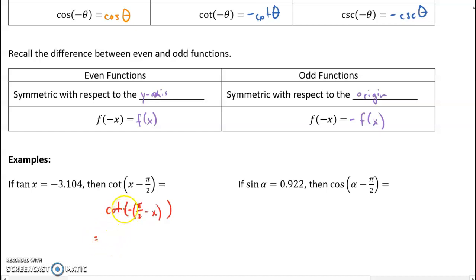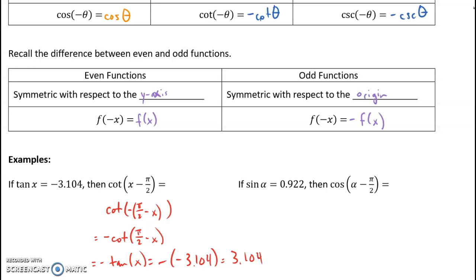So this is going to be an odd function. Cotangent is an odd function, so that negative can get pulled out. And then we're looking at the cotangent of pi over 2 minus x, but that's a co-function identity. We know that cotangent of pi over 2 minus x is the same thing as the tangent of x. But wait a second. Tangent of x equals negative 3.104. So if we take negative of negative 3.104, we end up with a positive 3.104. Fantastic. So very little actual arithmetic here. It's just flipping the sign. But the reasoning is using the two different identities in conjunction with one another.